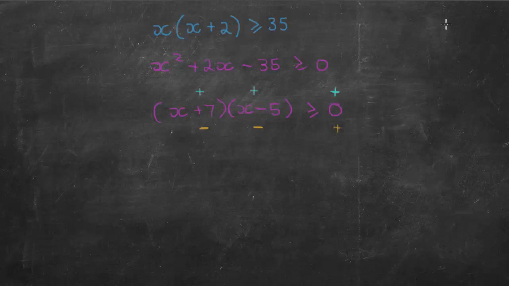So how will I know if a factor is positive or negative? Well, I find the root and plot it on a number line. On a number line, to the left of a root is negative, and to the right of that root, the factor would be positive.